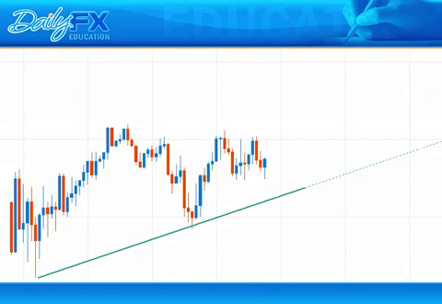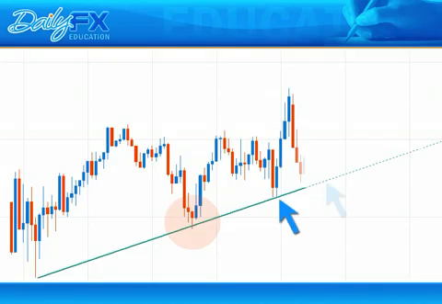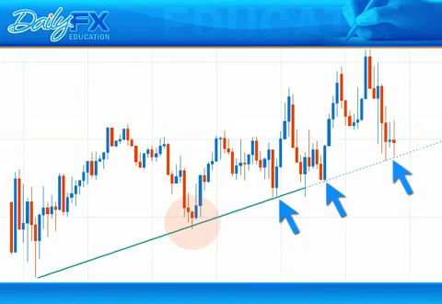Support is the price level at which demand is thought to be strong enough to prevent the price from declining further. The logic dictates that as the price declines towards a support level and gets cheaper, buyers become more inclined to buy and sellers become less inclined to sell. By the time the price reaches the support level, it's believed that demand will overcome supply and prevent the price from falling through support, like you can see here, here, and here.